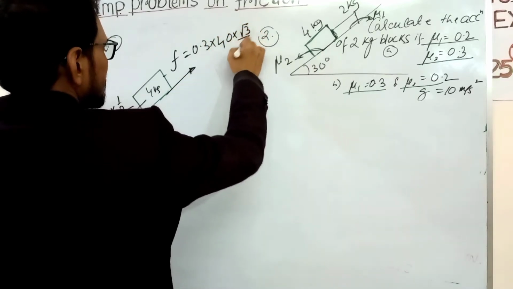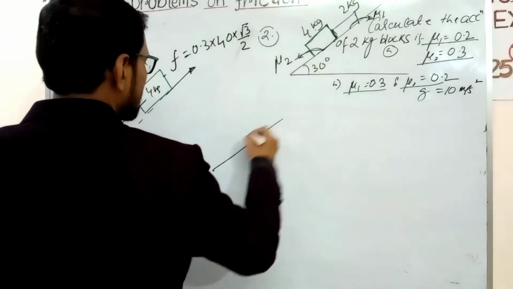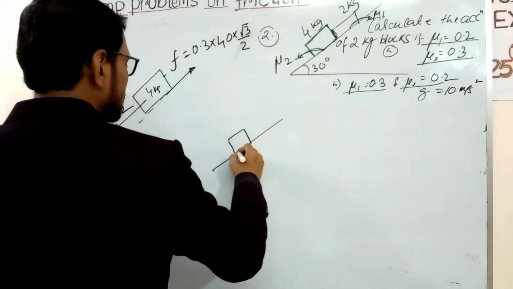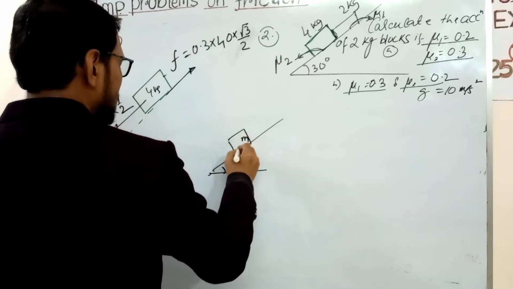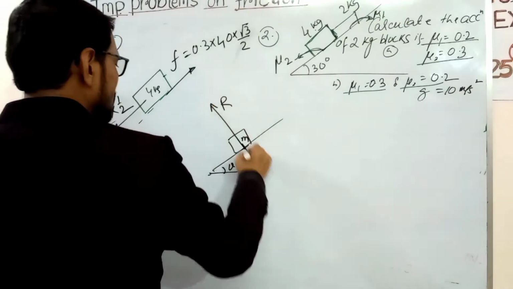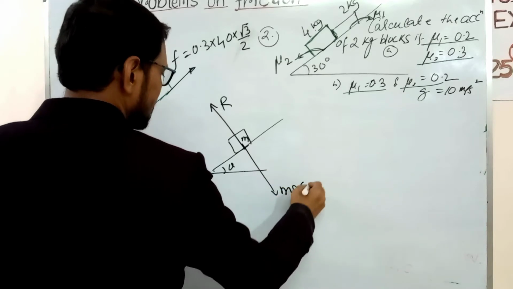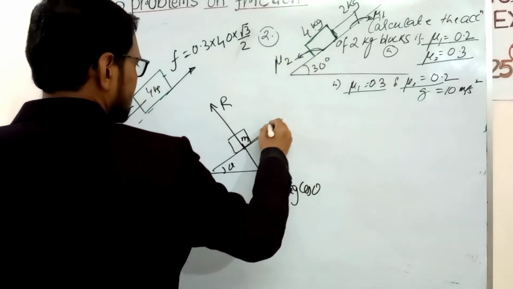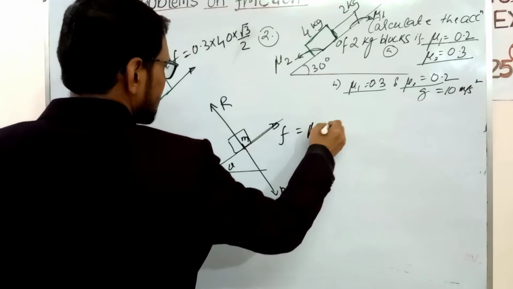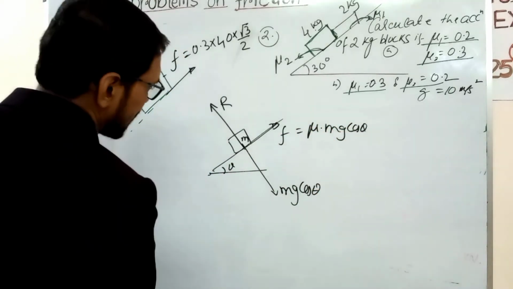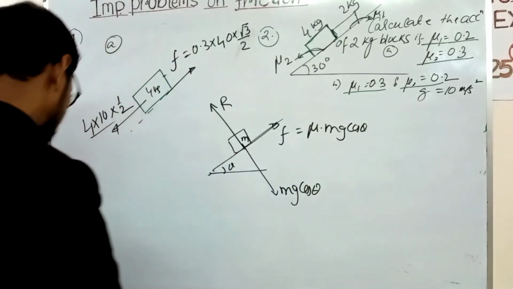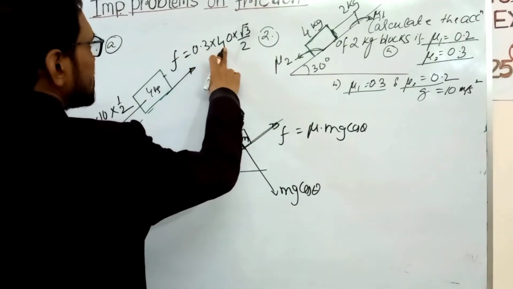Because for an inclined plane, what is the reaction force? If m is the mass of the block, the reaction is R, which is equal to mg cos theta, and friction acts in this direction. Friction equals mu into R, that is mu mg cos theta. So we apply this formula: friction force equals mu mg cos theta, so friction equals mu mg cos 30 degrees.